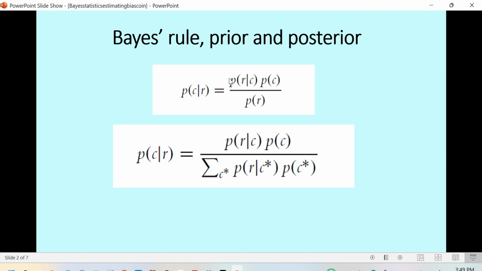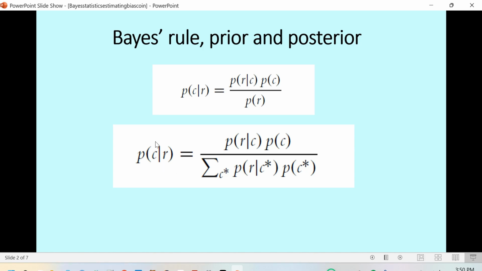Then this probability is a conditional of R given C. So the probability of R, the data or the result, given C. This C in the numerator is a particular value of C. And in the denominator, the evidence, we can calculate as a summation of all the priors times the likelihoods. This is also called the likelihood. So likelihood times prior, summed over all the values of C, is the evidence in the denominator.